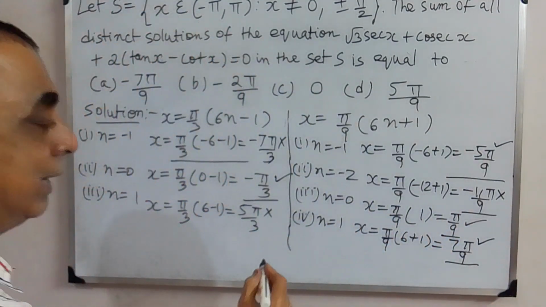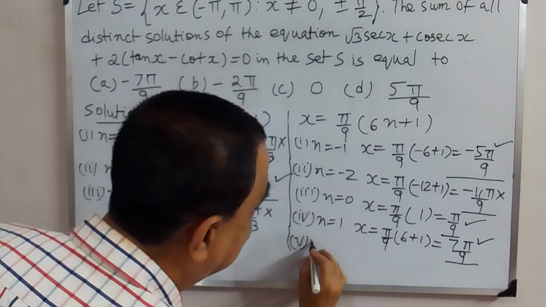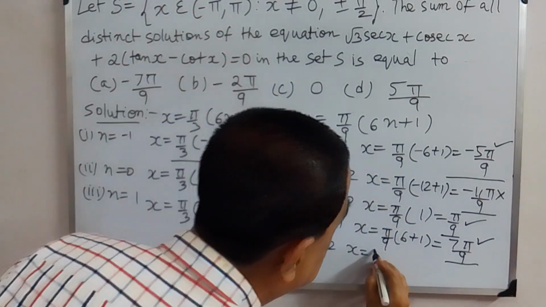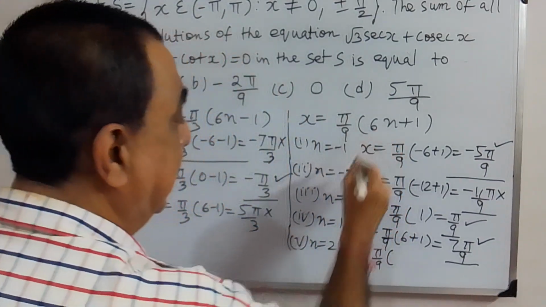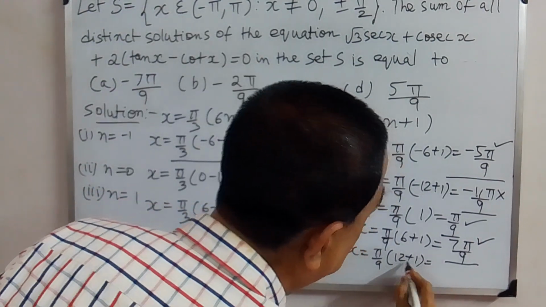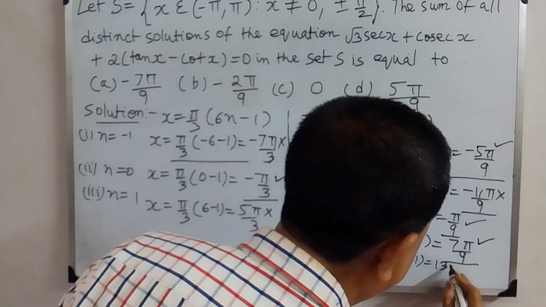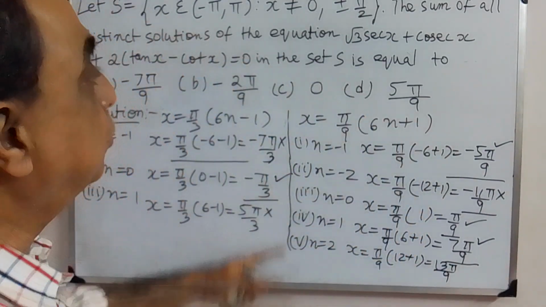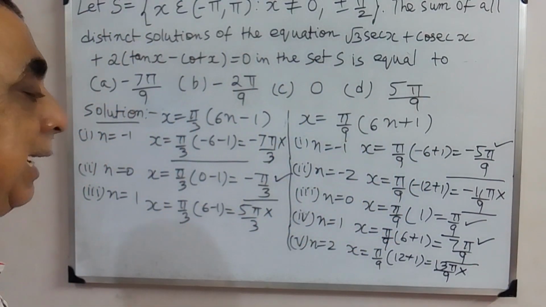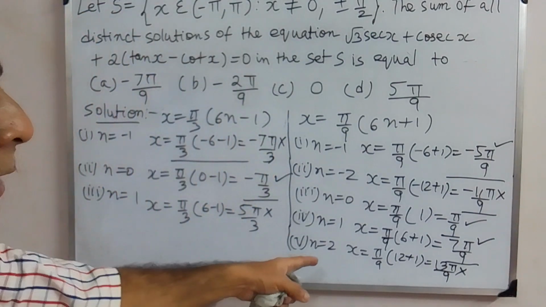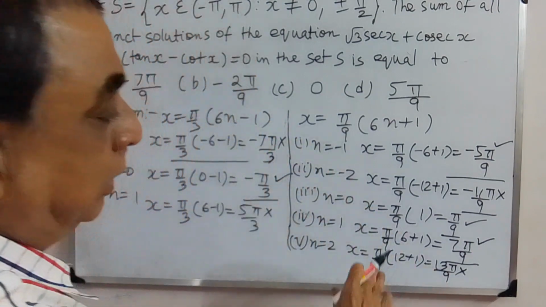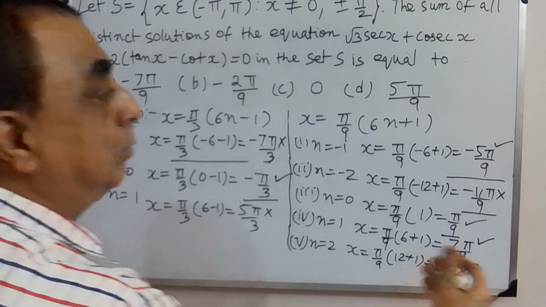Then I have to check for n equals 2. Put the value of n as 2 here. So this is pi by 9 into, n is 2, so 2 into 6 is 12, and 12 plus 1 is 13. So this becomes 13 pi by 9, which is bigger than pi, so this value will not be accepted. So no need of checking n equals 3, because when we put n equals 2 we get a value which is out of range, bigger than pi. So for 3 it will be even bigger.